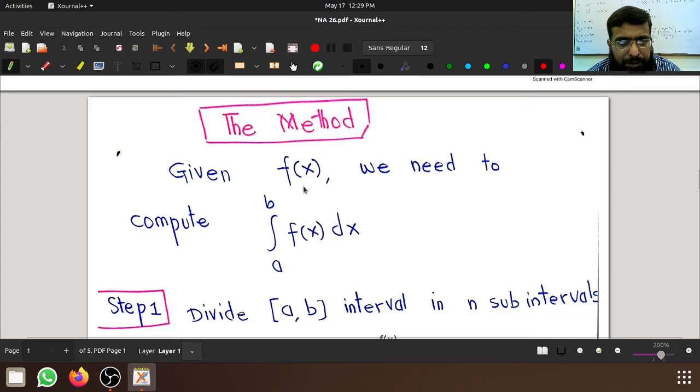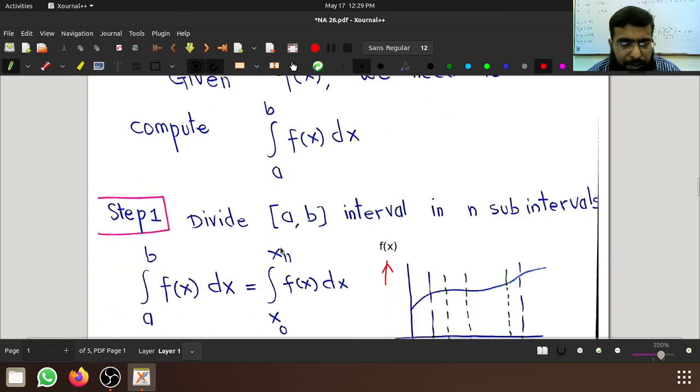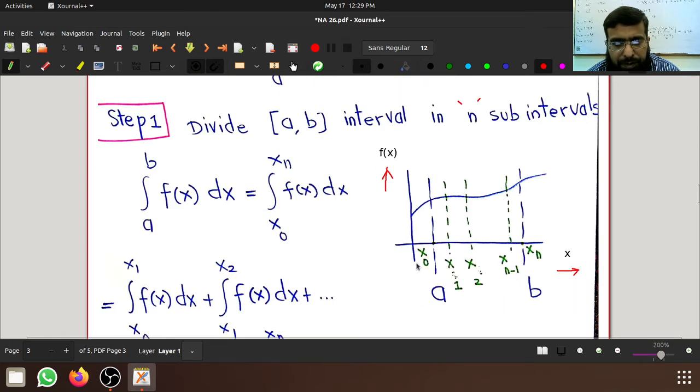So the method is that given f of x, we need to compute this integral of f of x from limits a to b, the definite integral, and we divide this integral. In step number 1, we divide this interval in n subintervals. So we have this x, this is f of x, and we divide it into n subintervals. This a is replaced with x0, and then x1, then x2, xn, and then b is xn. To keep things simple, we assume that the difference between the intervals is the same. x1 minus x0 is the same as x2 minus x1 is the same as xn minus xn minus 1.